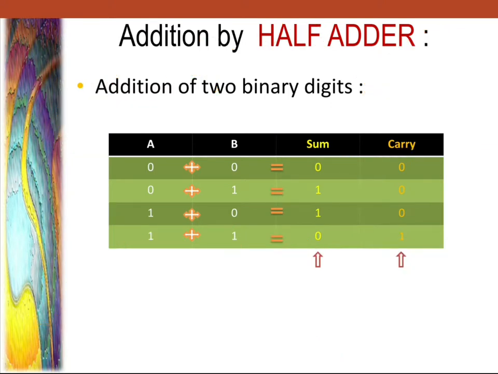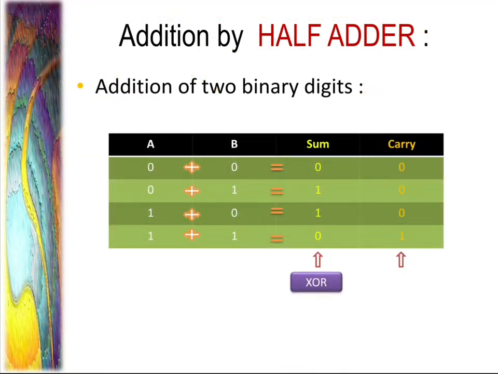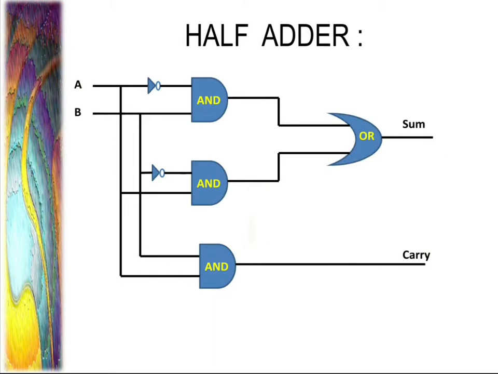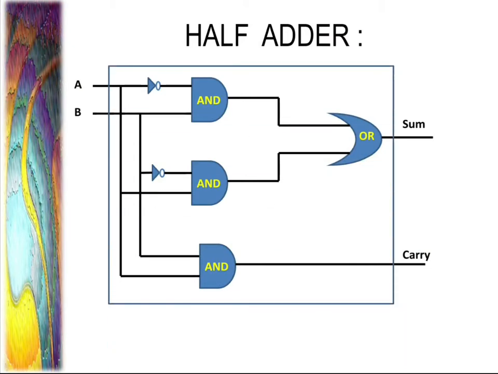That's why we are getting the XOR and AND gate. In this way, I have created a logic circuit in front of you all which contains XOR in expanded format and AND. This is your logic circuit for the half adder.